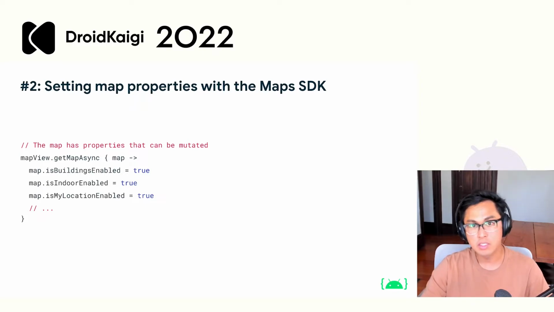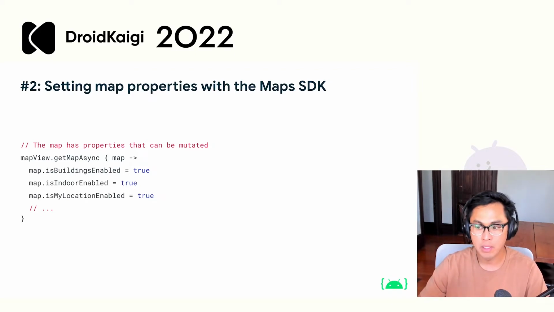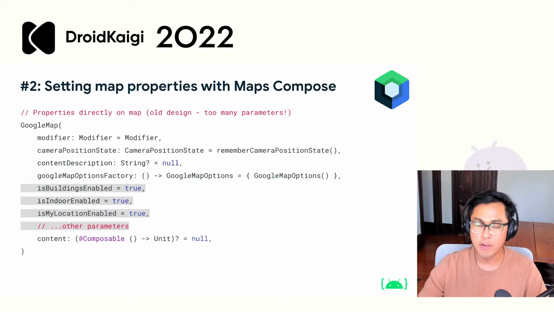A related point to this is setting properties on the map. Google Map has a lot of properties you can set dynamically, like if buildings should be enabled on the map, if the My Location blue dot should be enabled, and so on. A very early iteration of Maps Compose exposed these properties basically as arguments to the Google Map composable function. But there were a lot of properties already, and you can imagine there might be more in the future. So it quickly became untenable, even with default values. It really hurt the usability of the composable function.